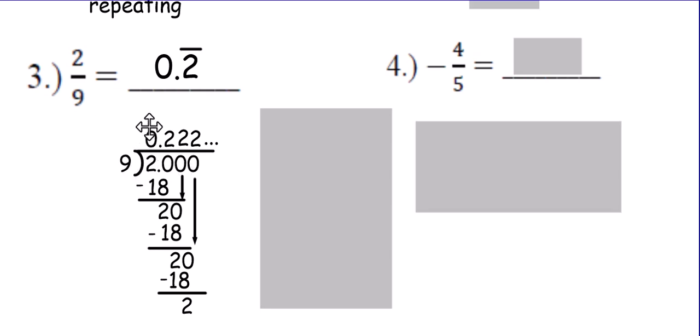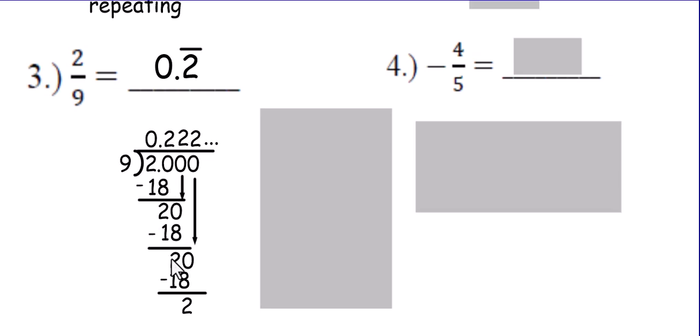9 goes into 2 0 times. Bring your decimal point straight up. 9 goes into 20 2 times to get us 18. 20 minus 18 is 2. We bring down another 0. 9 goes into 20, again 2 times.